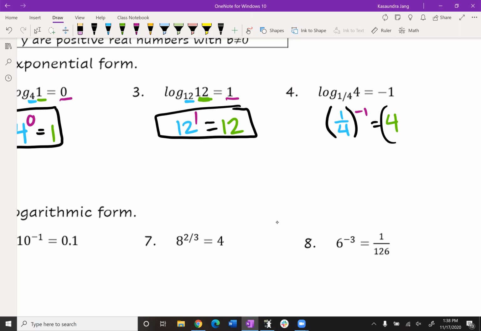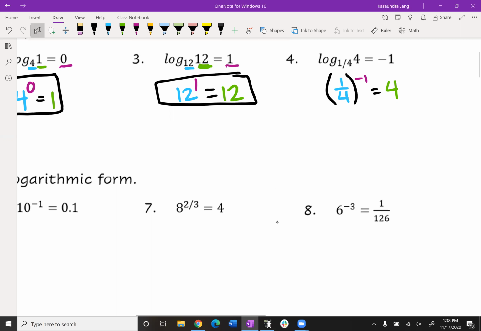So Abigail, I'm going to come back to you. If I had like 2/5, let's do that to a negative 1. So Abigail, what's the reciprocal of 2/5? Would it be 5 over 2? Totally, 5 over 2. And then what's my exponent now?